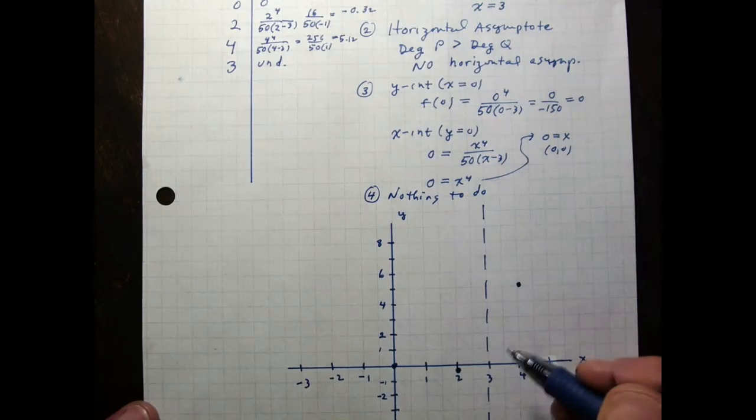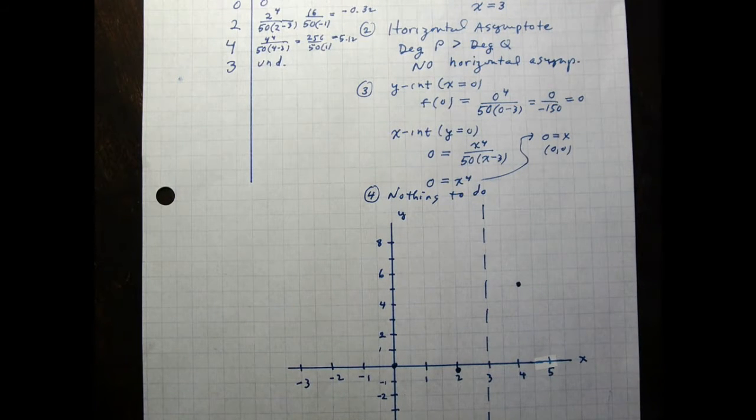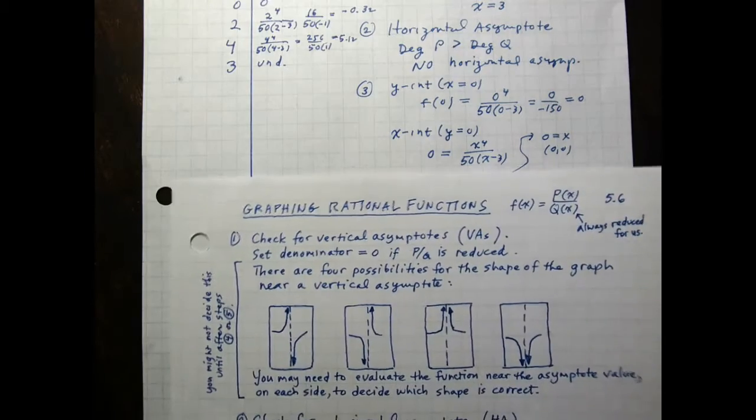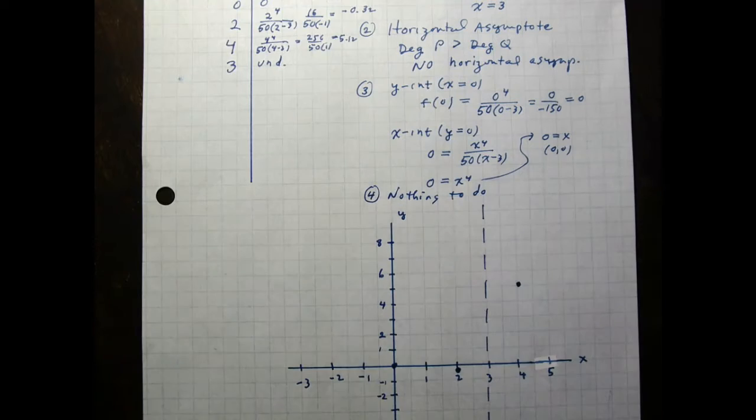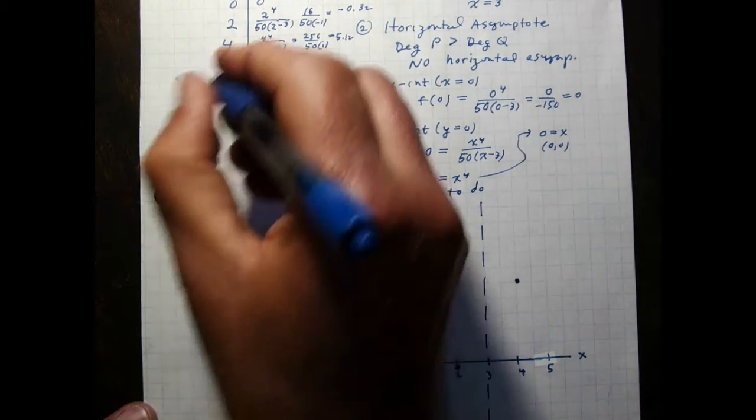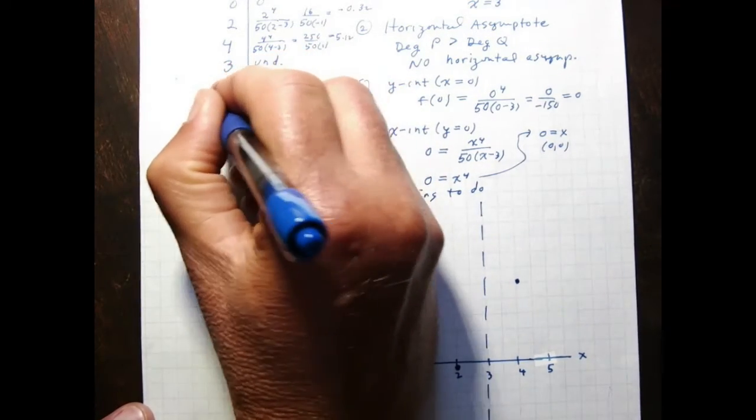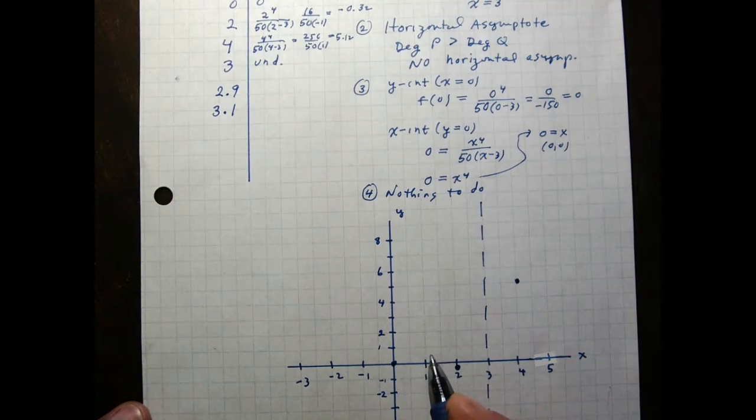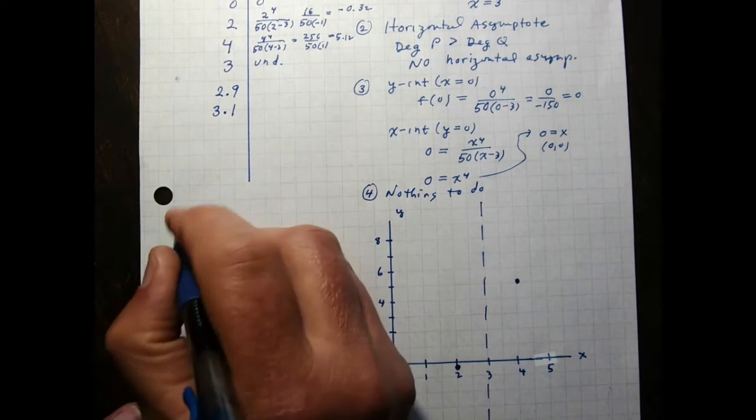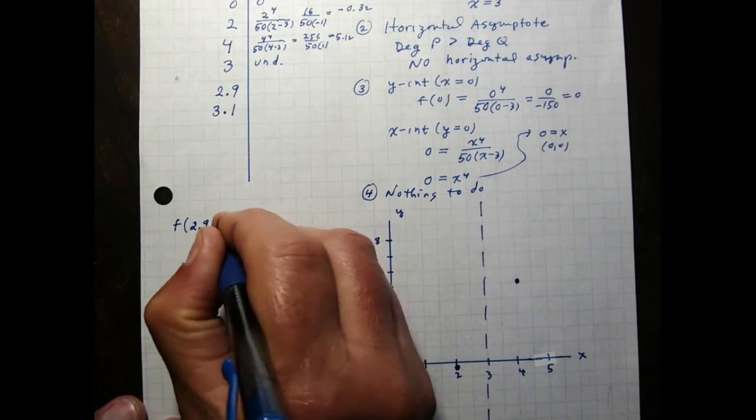One thing is I want to look very close to the vertical asymptote because I want to choose one of these 4 shapes close to the vertical asymptote. And the way I can decide is by picking some x values really close. I'm going to look at 2.9 and 3.1. And using a calculator, it's not hard to plug these in. And I'm going to write out some of the calculations here on the side.